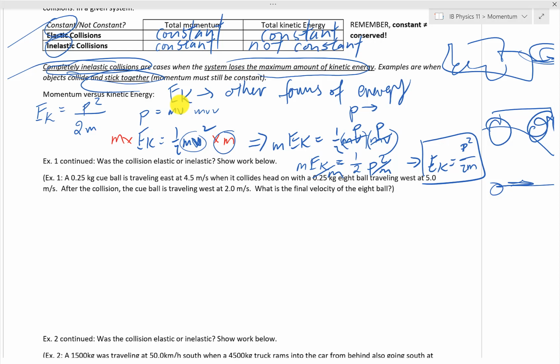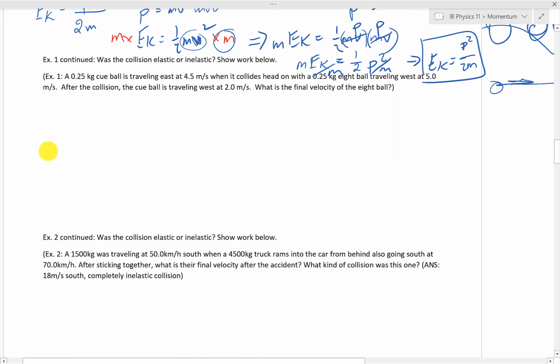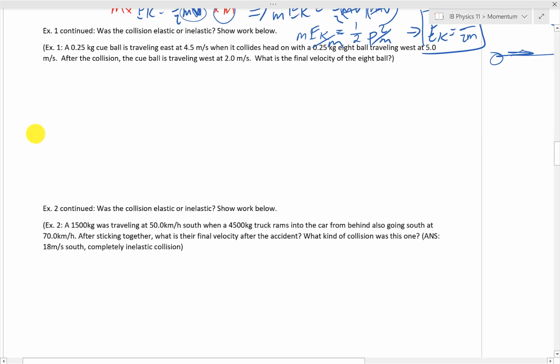Let's do some examples. So I actually pulled up the previous example here, but this time I'm going to ask you, was the collision elastic or was it inelastic? Show your work below, okay? I do example 1, you do example 2. Well, technically this is example 1 continued, example 2 continued.